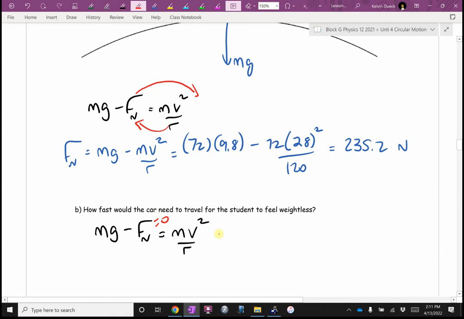Okay. So we'll get mg equals mv squared over r. Will everyone in this car feel weightless, even if they're a child or a grown-up? They will. And what does it want me to find? Let's get the v by itself. Oh, hello, darkness, my old friend.